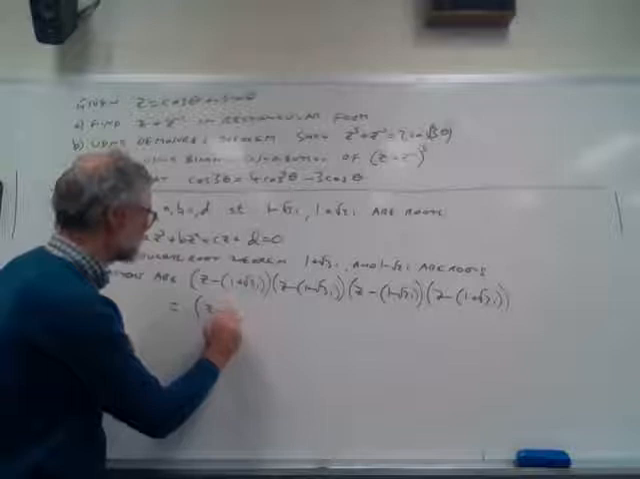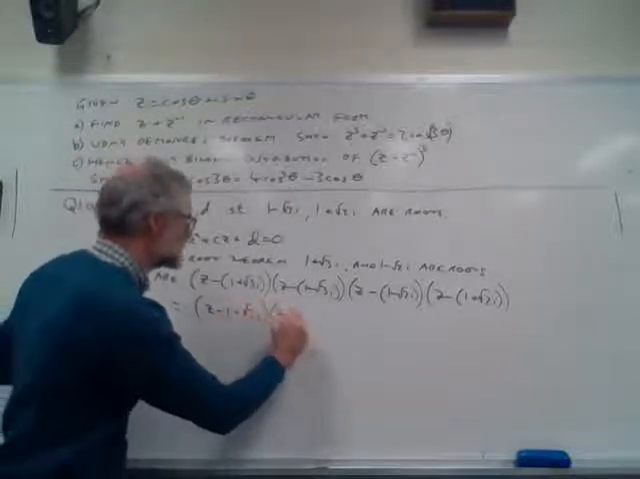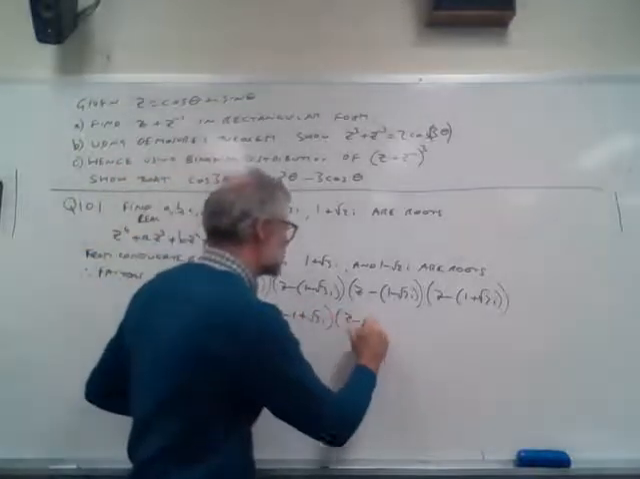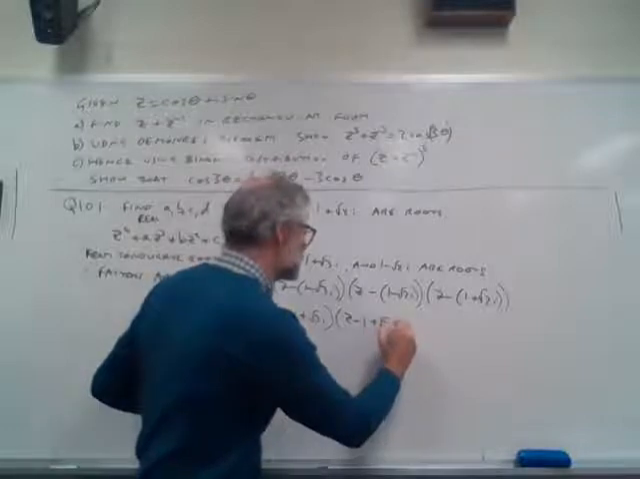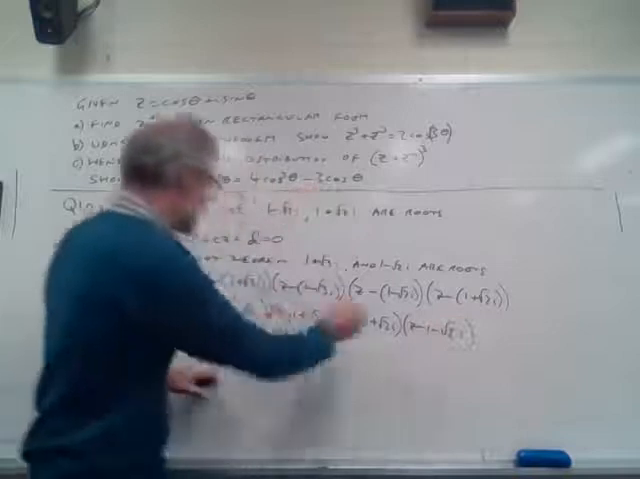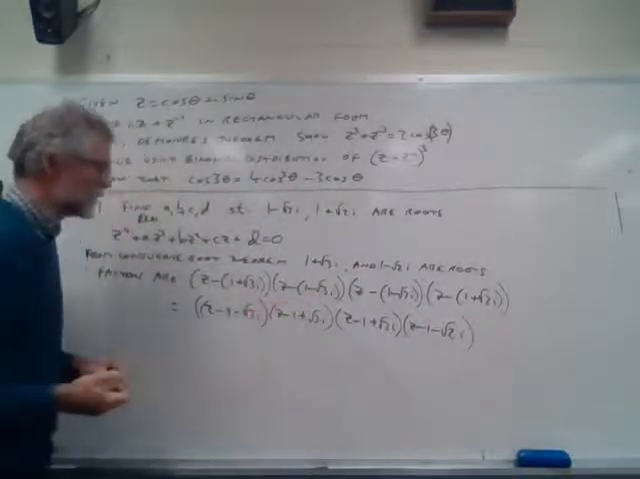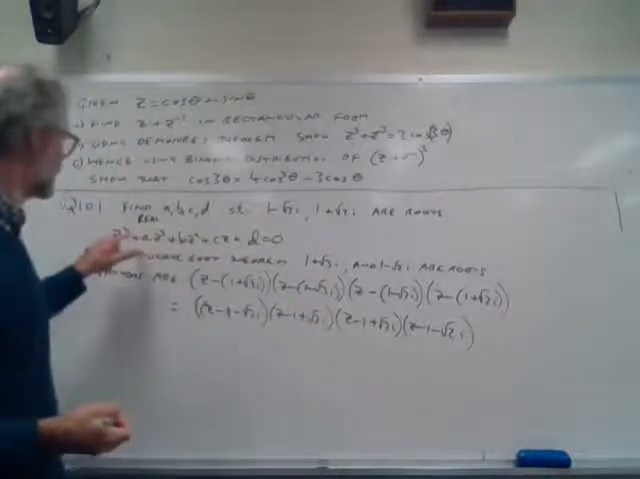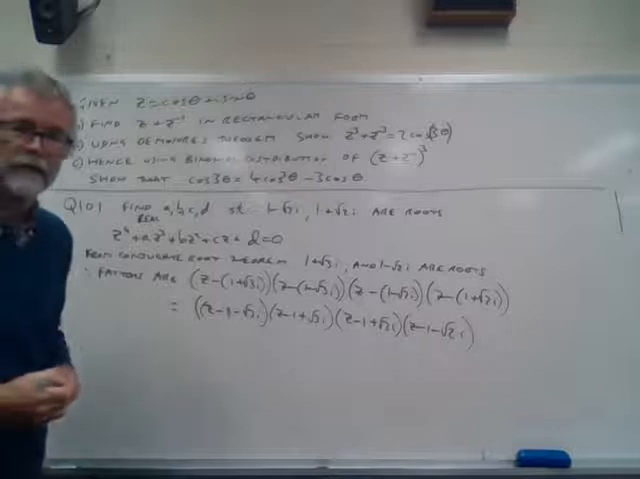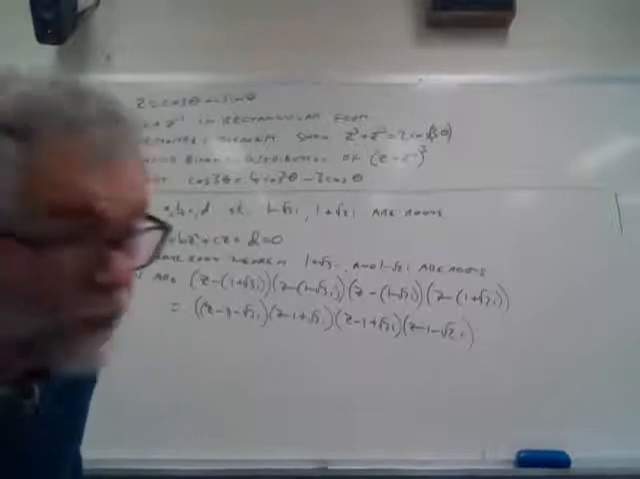You've got Z minus 1 minus root 3i. You've got Z minus 1 plus root 3i. Z minus 1 plus root 2i. Z minus 1 minus root 2i. Just A minus B into A plus B. Just expand all that, and you'll find out what A, B, C, and D are. I think I'll leave you to finish that bit off. And I'll stop the recording there.